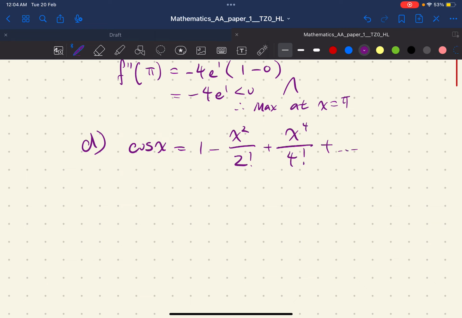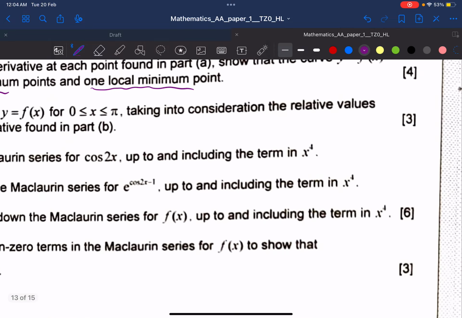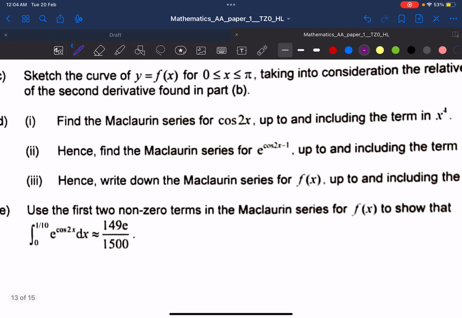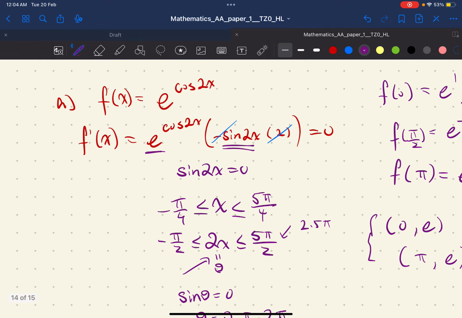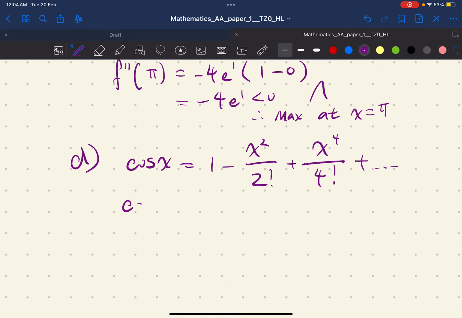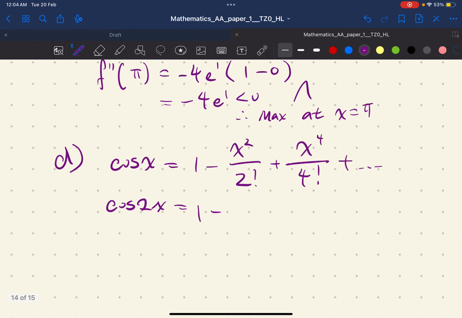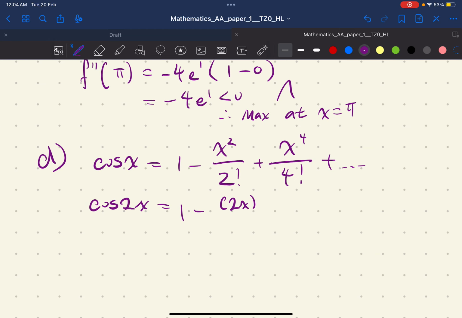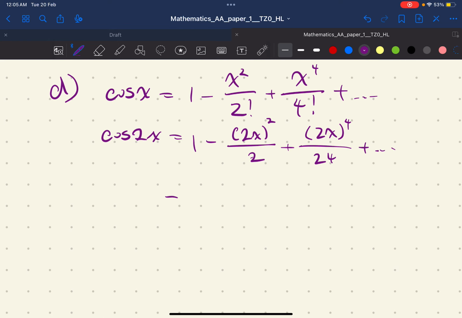If they ask you to find cosine 2x, then all you need to do is substitute x with 2x. Just like a composite function, whenever you see x, put in 2x. So 2 factorial is 2. 4 factorial is 4 times 3 times 2, so 12 times 2, 24. And then just clean up the numbers, so there's 2x squared.